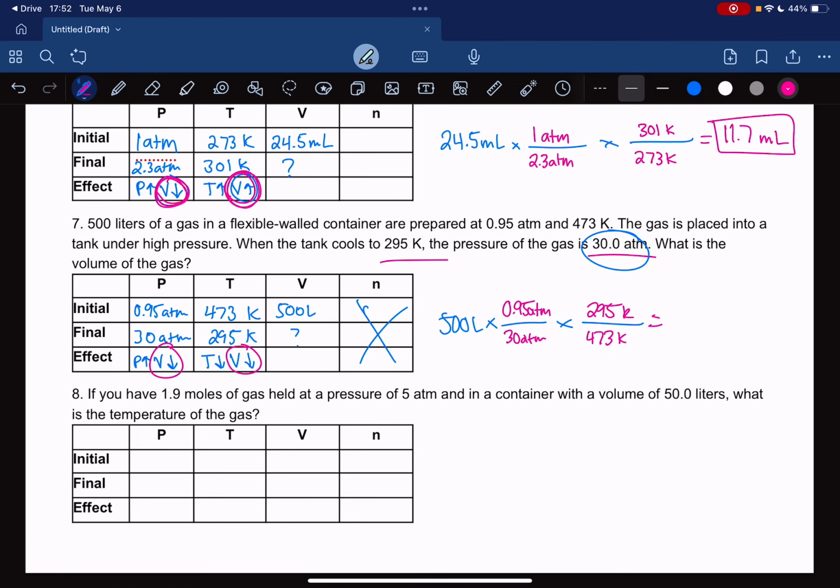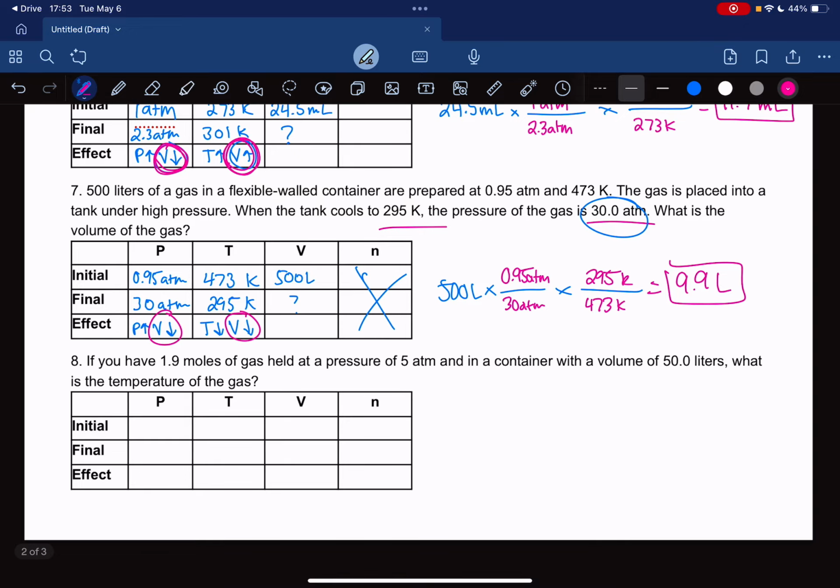And now I can punch this in, 500, 0.95. I got 9.9 liters. Fantastic. And let's go to number 9.